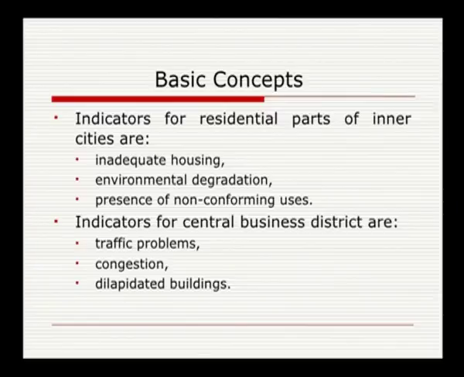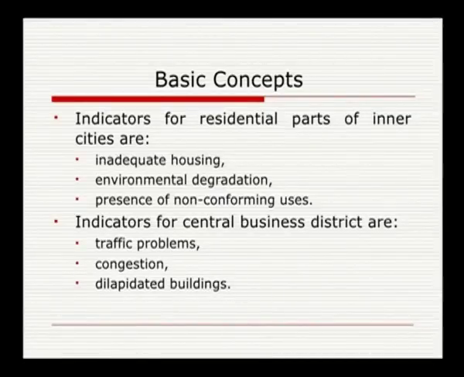Indicators for residential parts of inner cities are inadequate housing, environmental degradation, presence of non-conforming uses. What that means is other zonings are also slowly creeping in, or shops or other commercial activities are creeping in. Indicators for central business district are traffic problems, congestion, dilapidated buildings. All of these are telling of our current situation with Mount Road.